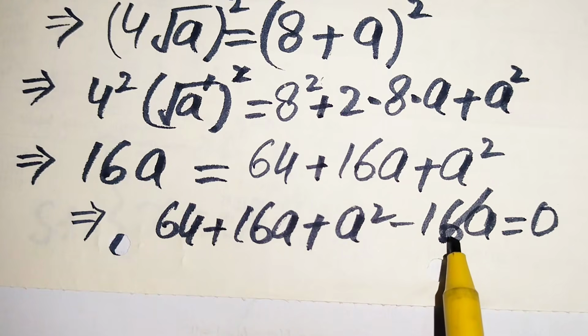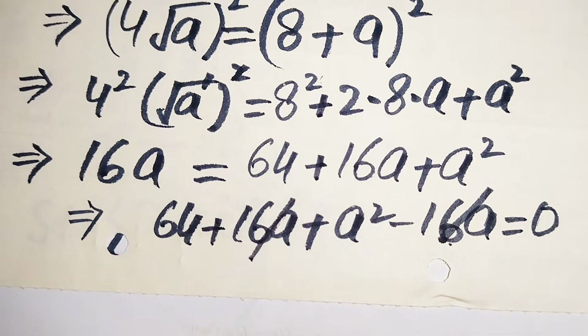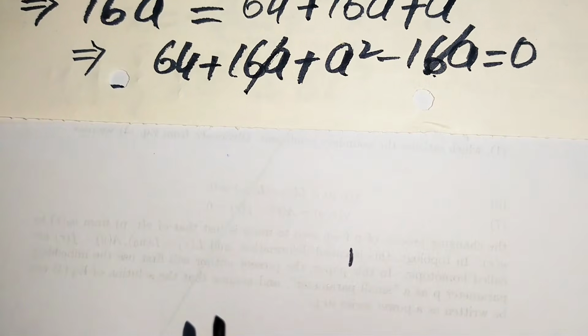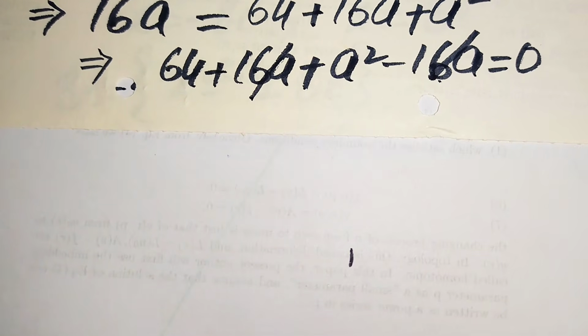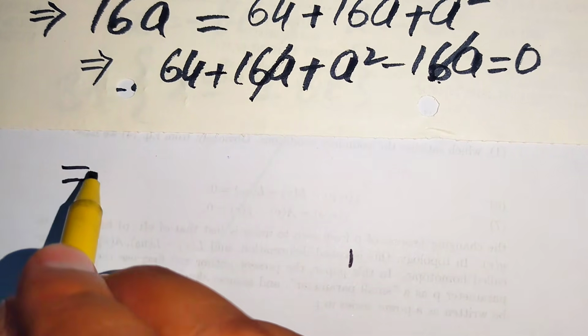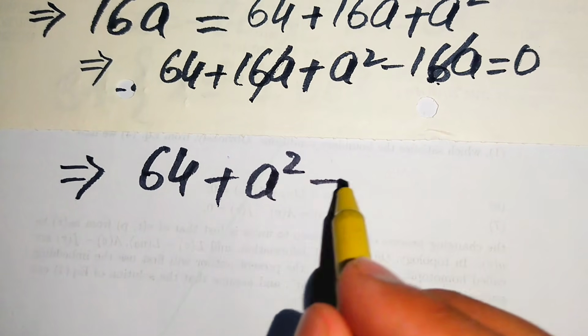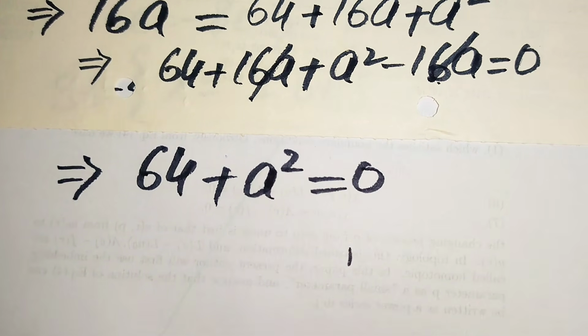So now you see here, this is negative 16a, this is positive 16a, they are cancelled out by each other, and after cancellation the remaining values are 64 plus a square is equal to 0.